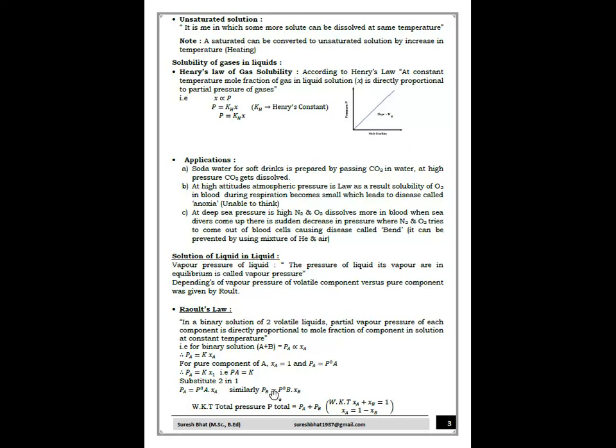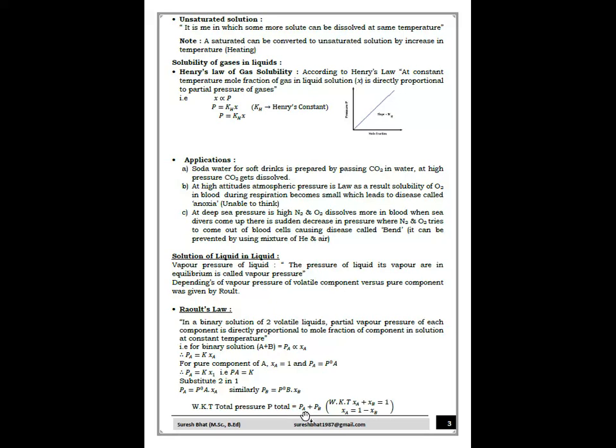Now when I go for the partial pressure of component B, the same expression will be there. Instead of A, you have to go for component B. That is, PB is equal to P naught B into the mole fraction of B. Now we know the total pressure, which I think we studied in first year. Dalton's law of partial pressure: total pressure is equal to the sum of the partial pressures of each component.